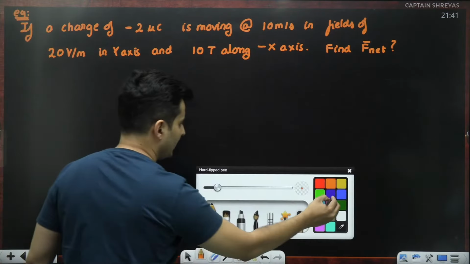There is no change at all. It keeps on moving in a straight line. There is no reason for it to change the direction. So the path taken will be a straight line. Is this very, very clear?